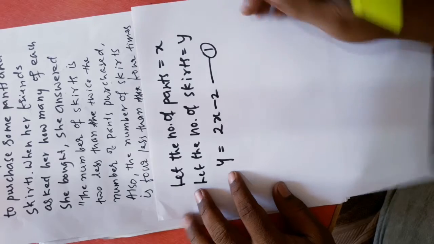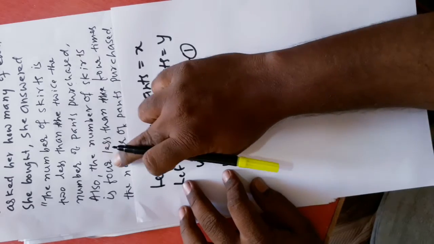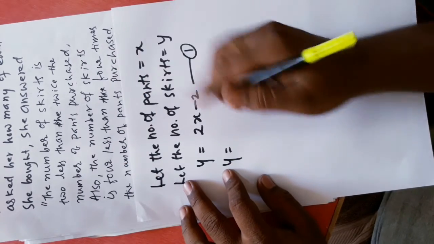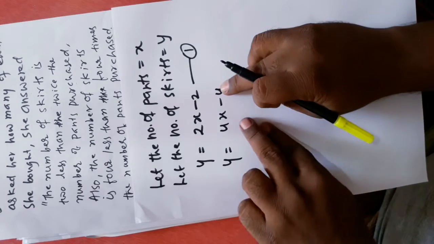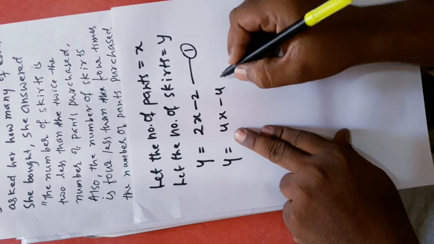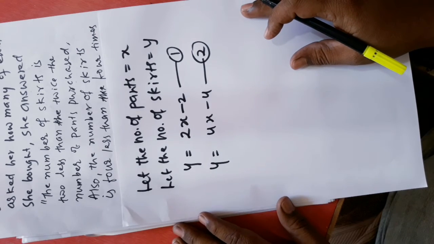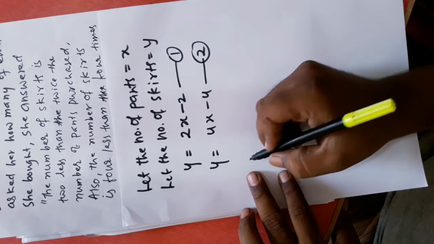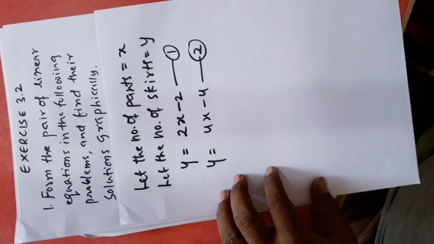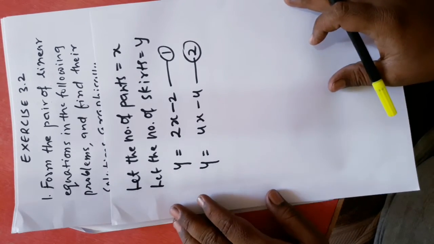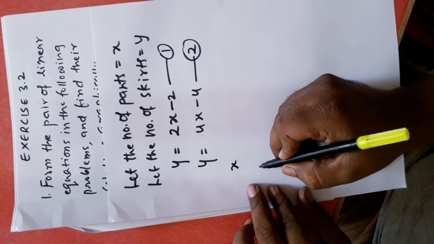This is one equation. Also, the number of skirts is equal to 4 less than 4 times the number of pants. 4 times the pants is 4x. It will be minus 4. So y is equal to 4x minus 4. This will be the second equation. Then, using these two equations, now we can form the table of the set of equations. This will be x, this will be y.